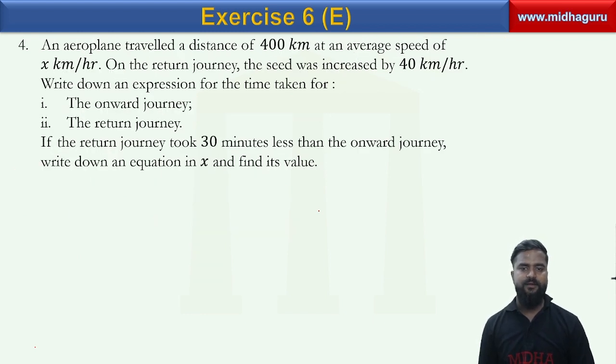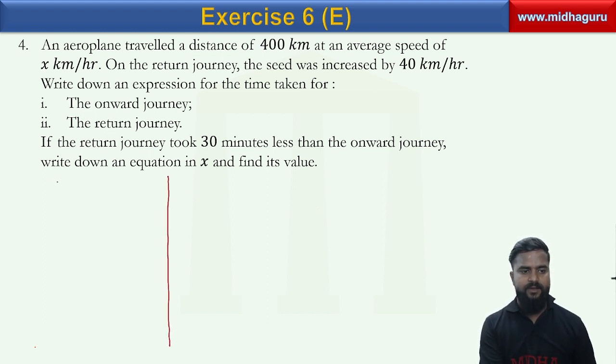The next question says an aeroplane traveled a distance of 400 km at an average speed of x kilometers per hour. On the return journey, the speed was increased by 40 kilometers per hour. Write down an expression for the time taken for the onward journey and the return journey in terms of x. Now it says if the return journey took 30 minutes less than the onward journey, write down the equation in x and find its value.